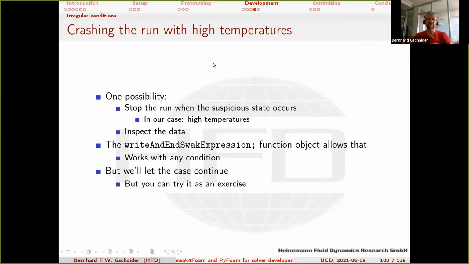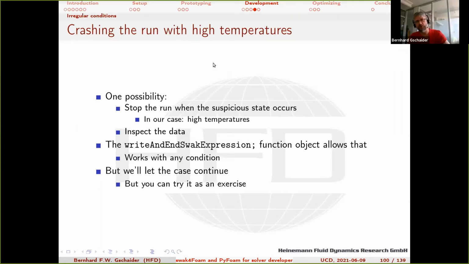And one thing that you can do is there's a write and end swak expression thing. That's basically a function object that says, okay, if a specific swak expression is true, write everything and end the case. That's similar to the write and end on signal that we had before.